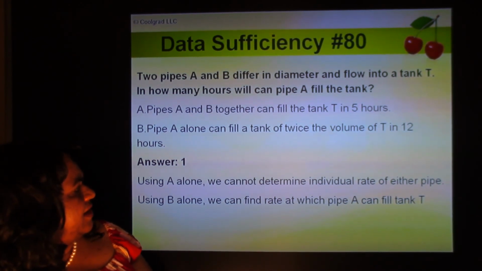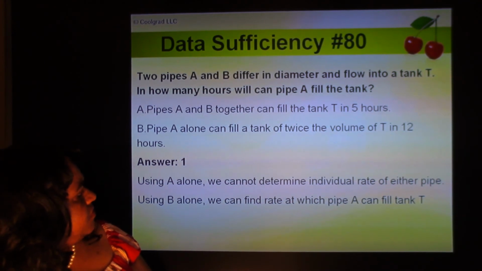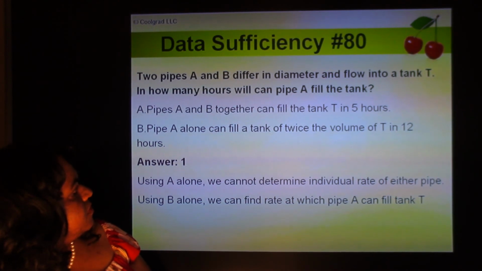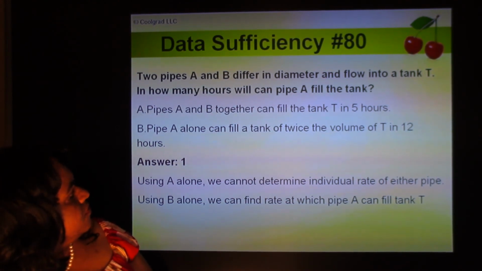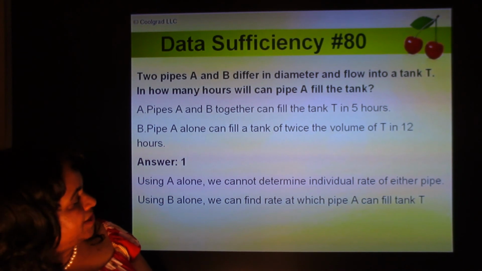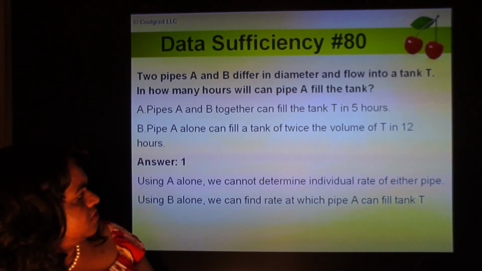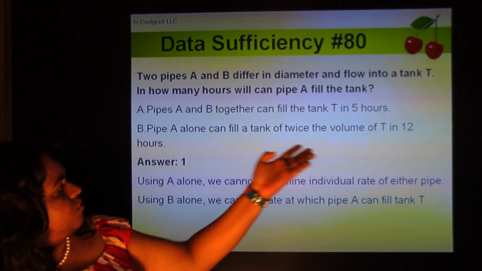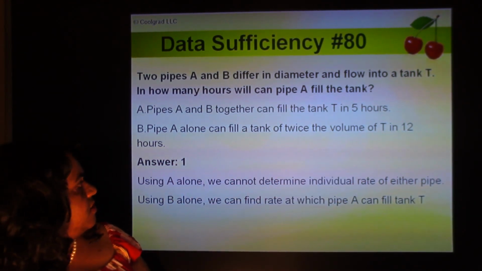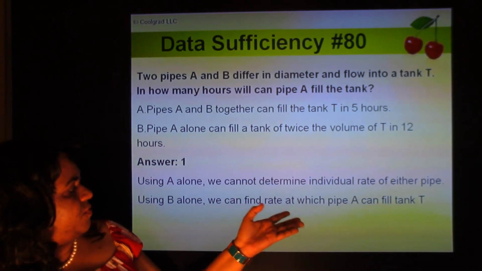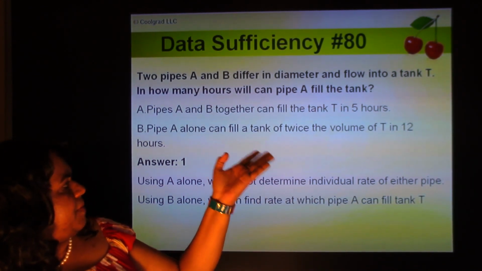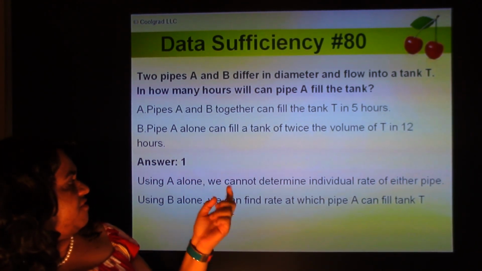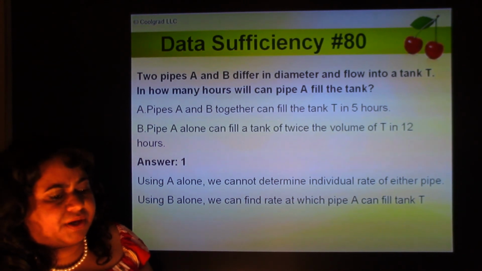A and B together fill the tank in 5 hours. Using A alone, we cannot determine the individual rate of either pipe. Pipe A alone can fill a tank of twice the volume of T in 12 hours. So to fill the volume of T, it will take half of that time, 6 hours. So using B alone, we can say how much time pipe A will take to fill a tank of volume T. So statement B alone is sufficient, but not statement A alone. So we pick option 1.